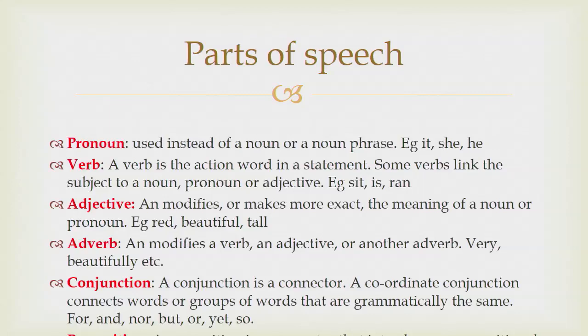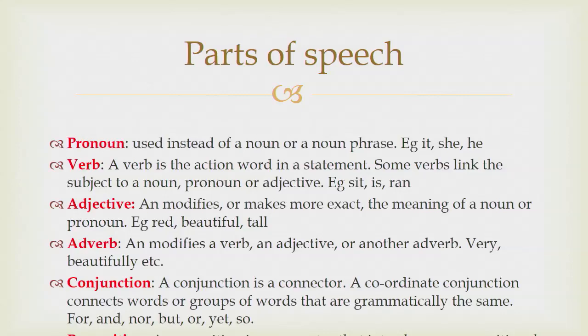Verb. A verb is the action word in a statement. Some verbs link a subject to a noun, pronoun, or adjective. Sit, is, or ran. All these are verbs. Adjectives. An adjective modifies or makes more exact the meaning of a noun or a pronoun. Okay, beautiful girl, a red car, a tall man.